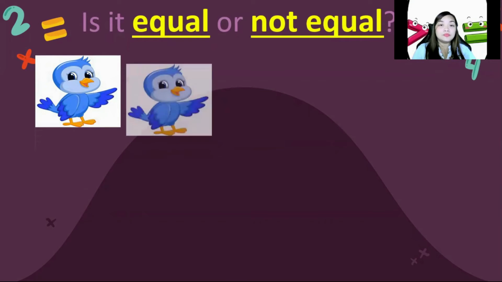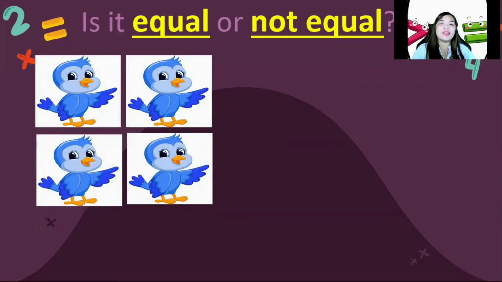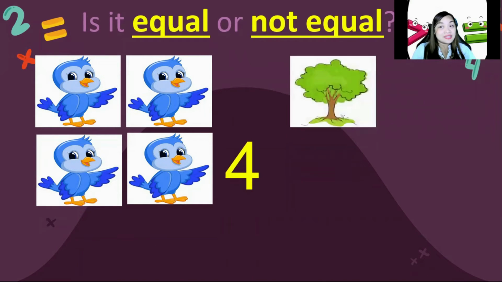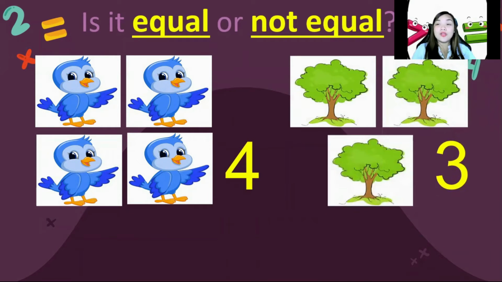1, 2, 3, 4. All right, so there are 4 birds. And let's count how many trees are there. 1, 2, 3. There are 3 trees.